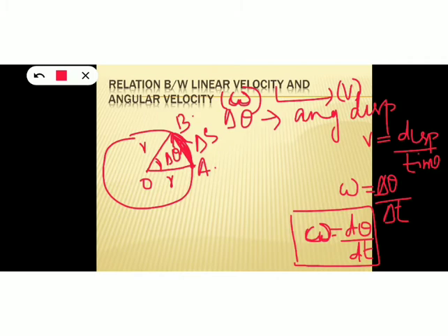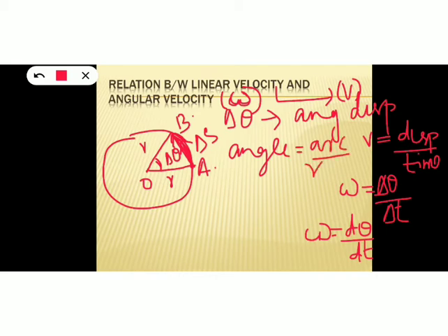Now we can come back to this figure. In this figure you can apply the arc radius relation, and you know what the arc radius relation is? The arc radius relation is: angle is equal to arc by radius, isn't it?